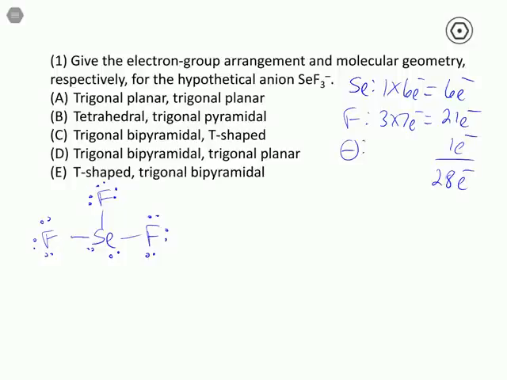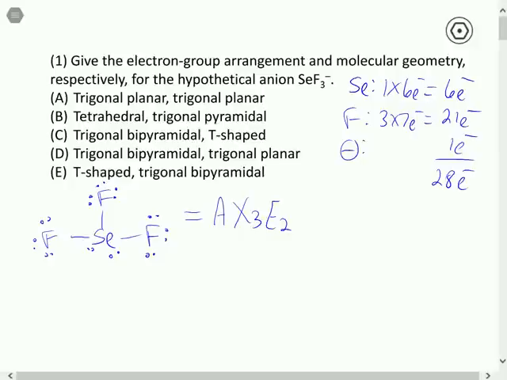Now, if we write this out in AXE notation, which is a helpful way to classify these things, we have our central atom. It has 3 atoms bonded to it, 3 fluorines. Those are our X groups. And then we have 2 lone pairs of electrons, so that's an E2. All right, so we have to define 2 different parameters or 2 different classifiers for this structure here.